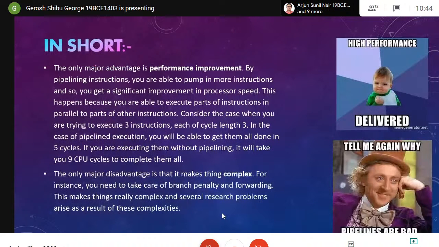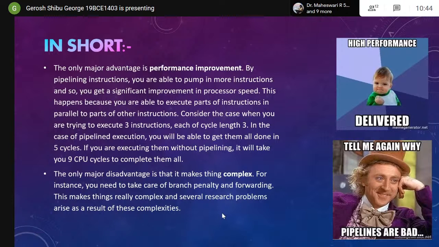So in short, summarizing the advantages and disadvantages. The only major advantage that pipelining gives us is the performance improvement. By pipelining instructions, you are able to pump in more instructions, and so you get a significant improvement in processor speed. This happens because you are able to execute parts of instructions in parallel with parts of other instructions, simultaneously executing a lot of instructions.